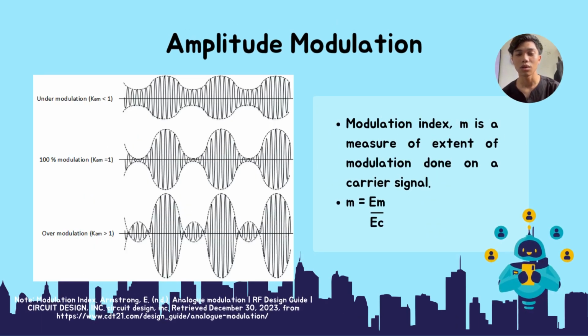Modulation index, also known as M, is a measure of the extent of modulation done on a carrier signal. It ranges from 0 to 1. When M equals 0, there is no modulation, while when M equals 1, there is full modulation. If M is larger than 1, distortion will happen.